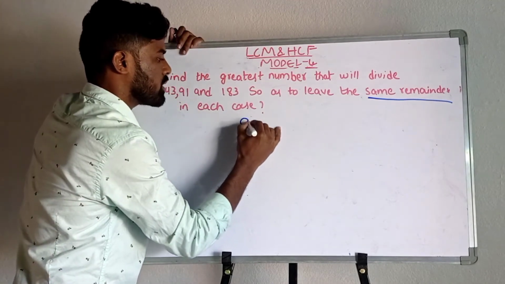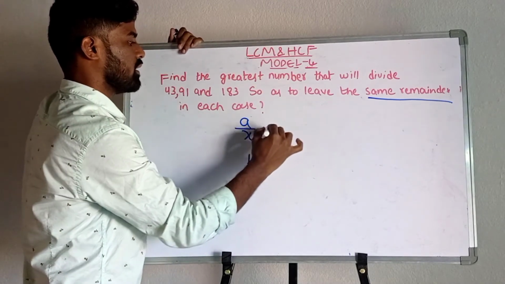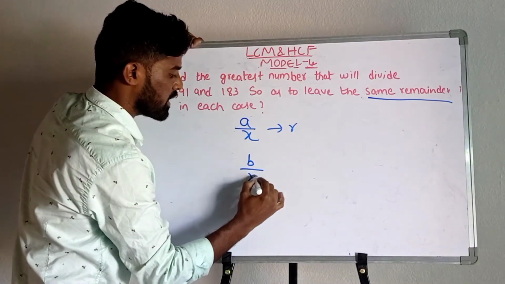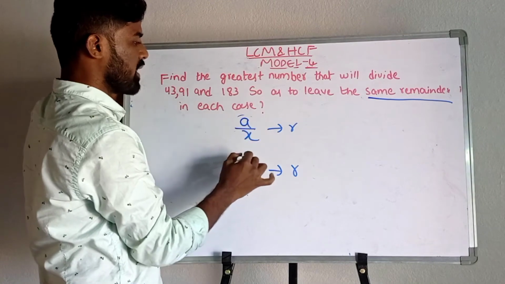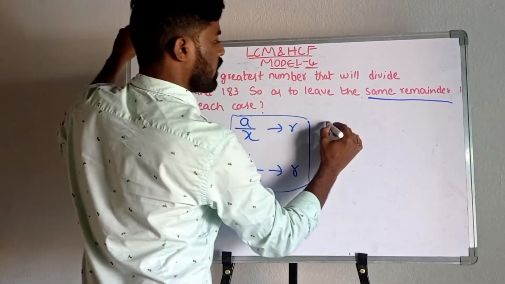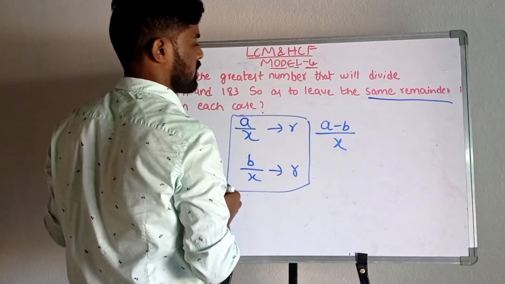Suppose there are two numbers A and B. When A is divided by X, the remainder we get is R. Also when B is divided by X, the remainder is R. When these two numbers are divided by X, the remainder we get is the same. From here we can conclude that A minus B is completely divisible by X.